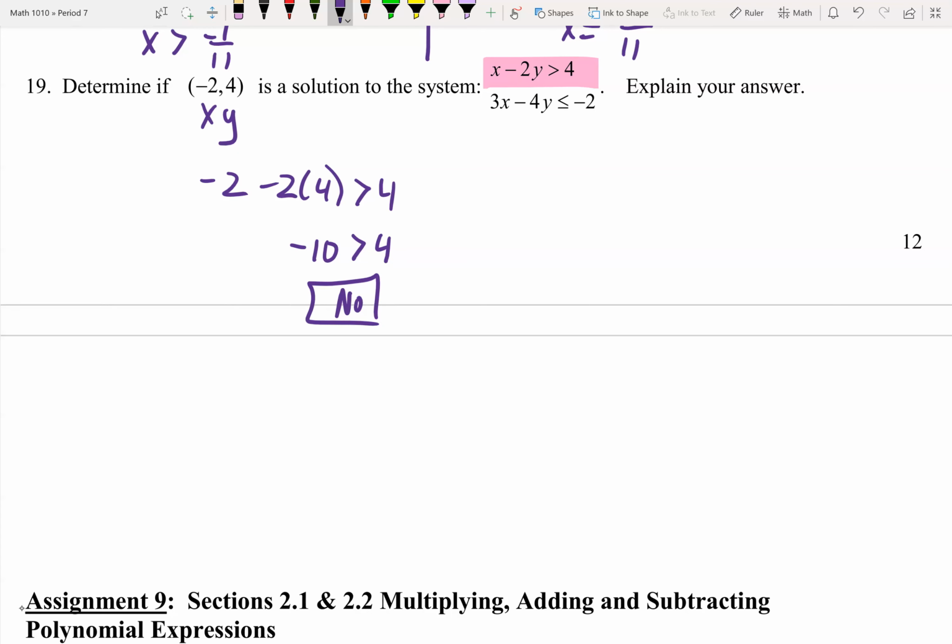Now I want to ask you a question. What if this happened? Look, don't change your notes, but what if it was positive 10 is greater than 4? Then that would be true. So would the whole answer be yes and I'm done? What would I then have to do? Then I have to try that guy. It has to work for both of them for it to be correct.